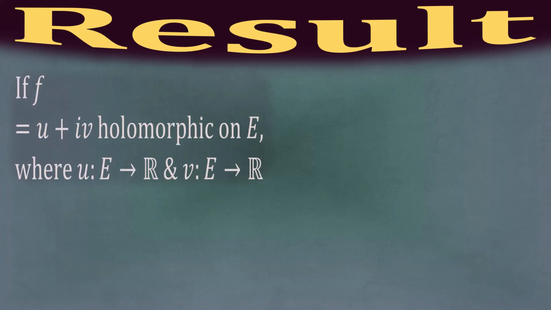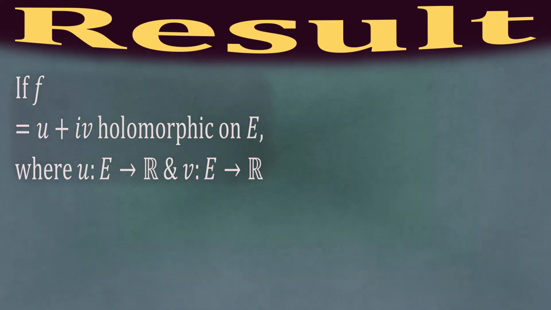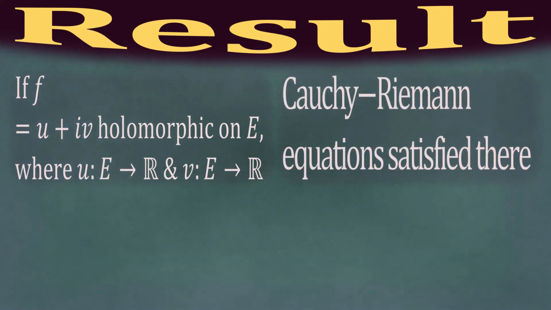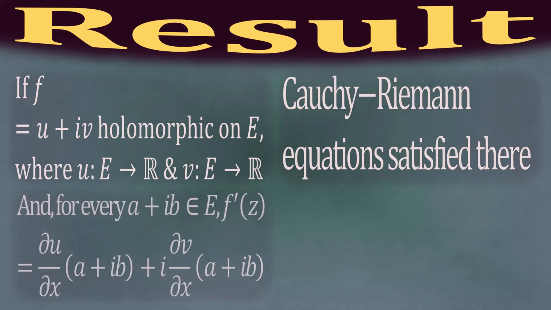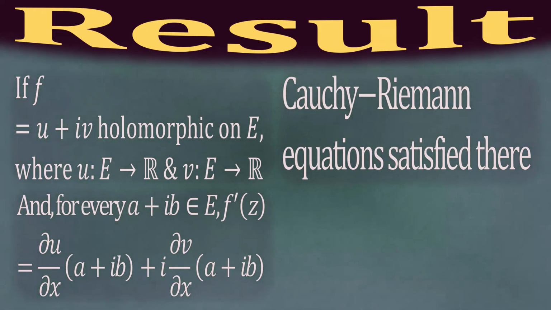If f equals u plus iv is holomorphic on E, where u goes from E to the real numbers and v goes from E to the real numbers, then the Cauchy-Riemann equations are satisfied there. And for every a plus ib in E, f dash of z is equal to the partial derivative of u with respect to x at a plus ib plus i times the partial derivative of v with respect to x at a plus ib. Also, we get this result.